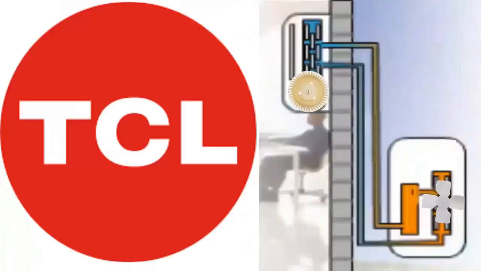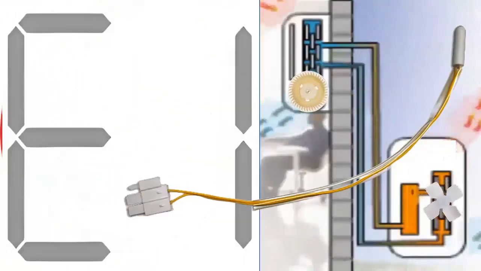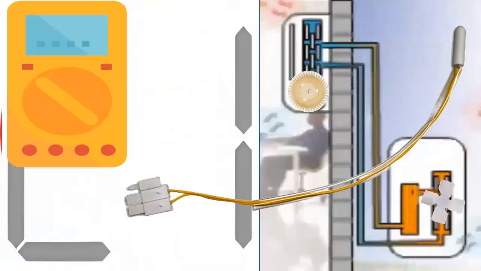5. With the equipment turned off, disconnect the room temperature sensor. Use a multimeter to measure the resistance of the room temperature sensor.